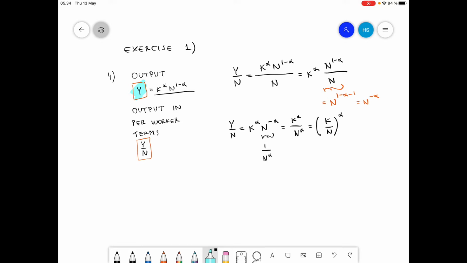And then we have transformed the production function into a relation between output per worker, that is output over the number of workers, and capital per worker. So now we have a relationship between output per worker and capital per worker.